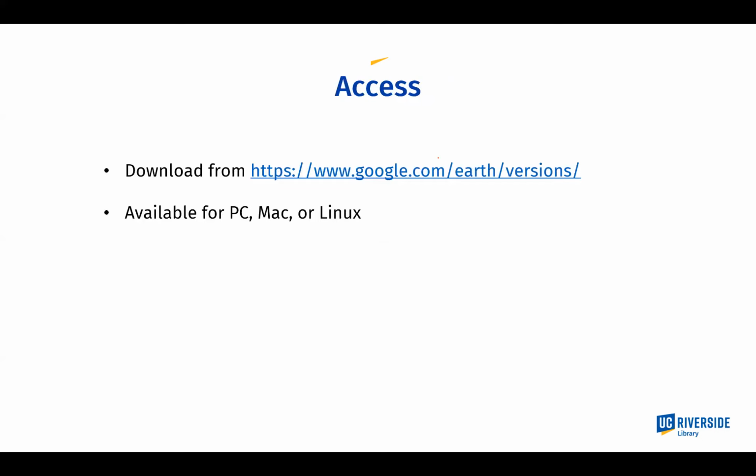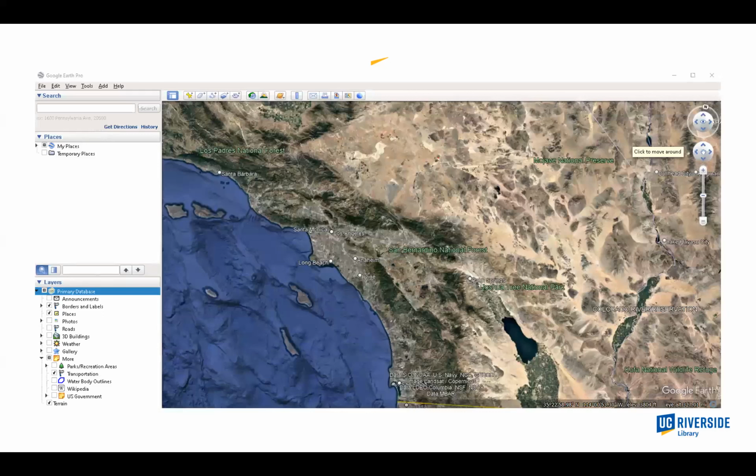The way you get to Google Earth Pro is to go to this webpage, and you'll see options for downloading. It's available for PC, Mac, or Linux. And this is what the interface looks like. Again, if you're familiar with GIS, it's a pretty similar layout to what you see in other applications. You've got some icons at the top that are tools that allow you to do different things. On the left-hand side, you've got the layers that are active and some of the files you may have created.